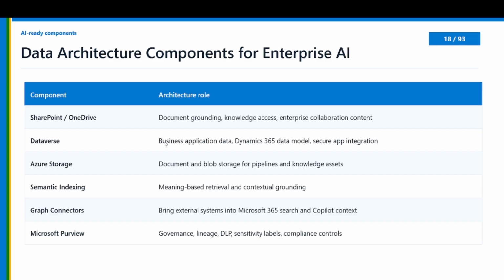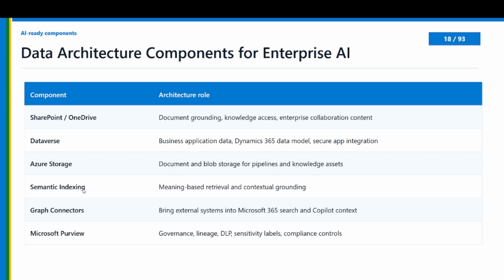Any data generated by business applications or built from Power Platform can be generated from Dataverse. Dynamics 365 data can be generated from Dataverse, and the secure app integration as well. Then we have Azure Storage. This is Azure Data Lake Storage Gen 2, or Azure Blob Storage, or Azure File Storage, Queue Storage, and so on and so forth. So document and blob storage for pipelines and knowledge assets. This can serve as a lakehouse for implementation.